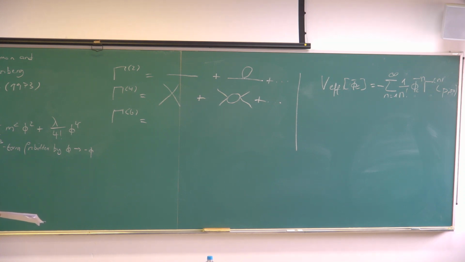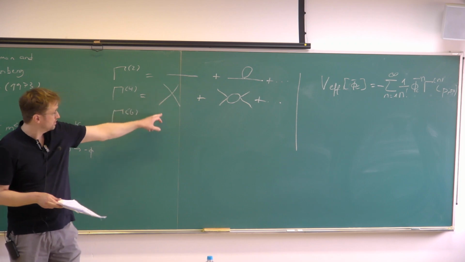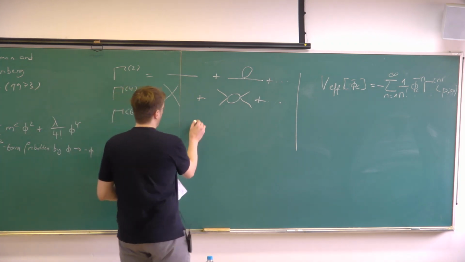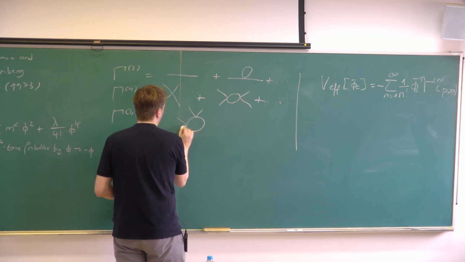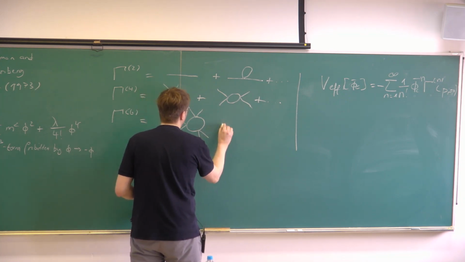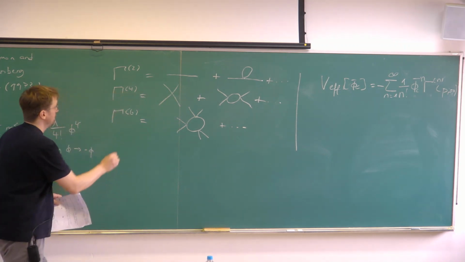And yes, but there's now no tree level contribution, right? So we just have the lowest contribution is 1 loop. And then it continues like this, right?